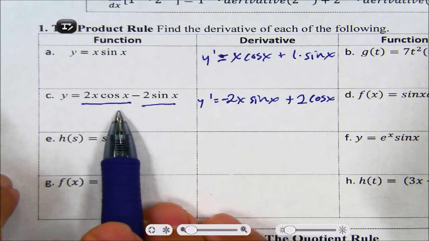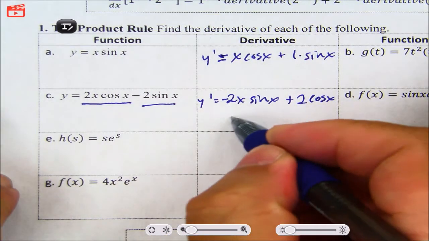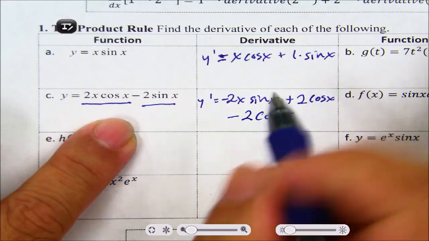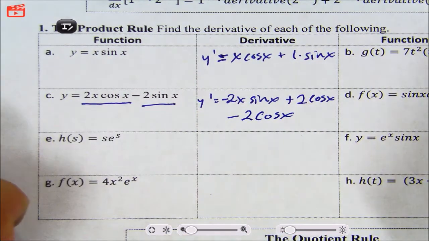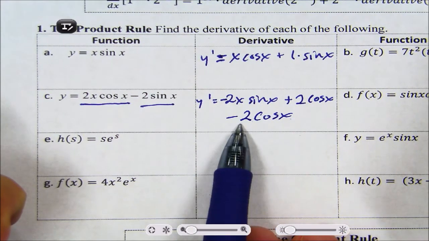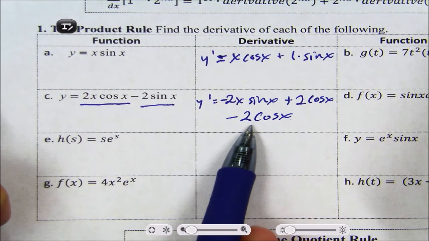So I have not taken the derivative of minus 2 sine x yet. The derivative of minus 2 sine x is minus 2 cosine x, because the derivative of sine is cosine. And the 2 just comes further out. Even though it's multiplication, since it is just a constant and not a function like 2x, the 2 just comes further out.